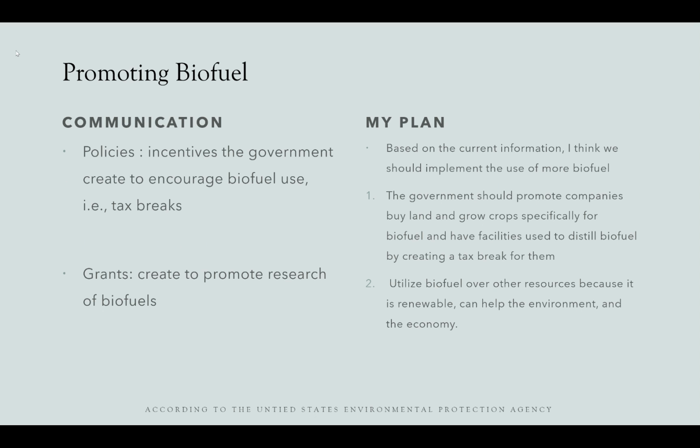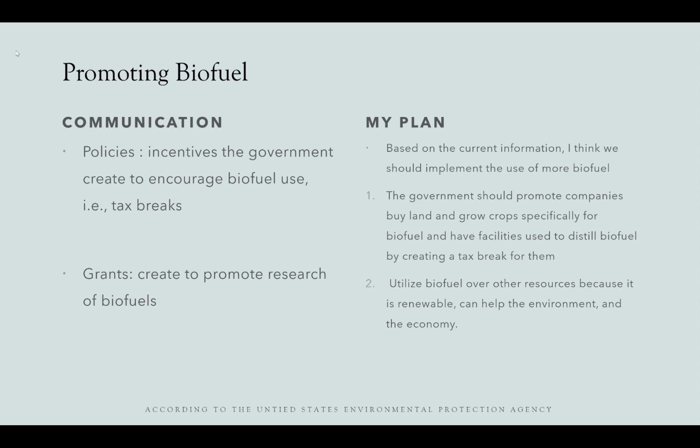Promoting biofuel, it's communicated through policies. Governments create incentives such as tax breaks to encourage biofuel use, and also funding. And then they also provide grants to promote research of biofuels and how to make it more effective or create it from different types of plants.